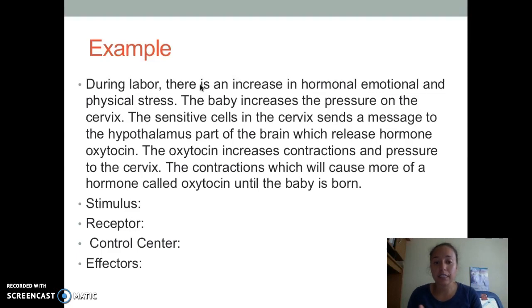Okay, so your stimulus is the change. What's your change here is going to be the pressure on the cervix. So the baby is putting a lot of pressure on that cervix. The receptors are the sensitive cells on the outside of the cervix. And I like this example because you can see how every single organ has receptor cells. Your control center is the hypothalamus, and your effector is going to be the contraction itself. So the effector is going to be the cells that are inside of the uterus causing the contracting. And this is a positive feedback mechanism.